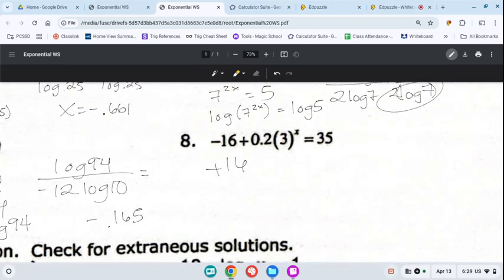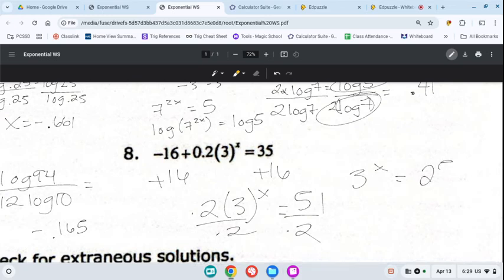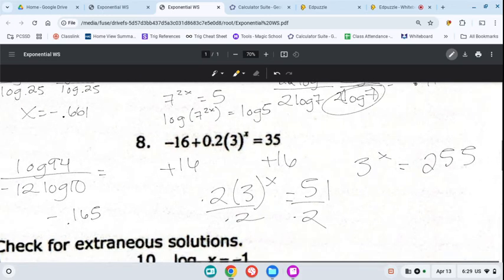All right, plus 16. Plus 16 over here. We have 0.2 times 3 to the power of x equals, what's that? 51. 51, yep. All right, now I'm going to divide it by 0.2. 3 to the power of x equals 255. Okay, log of 3 to the x equals log of 255. There's a 5 there.